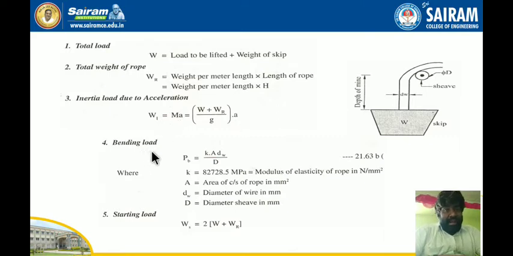Then will be the bending load. So PB is equal to K into A into DW by D. K I am going to take as 82.7 to 85 megapascals, that is the modulus of elasticity of a rope in Newton per mm square. A is the area of cross section of the rope, DW is the diameter of the wire in mm, and capital D will be the diameter of the sheave. Once you find out PB, then I'll go for the starting load. So WS will be equal to 2 times W plus WR.